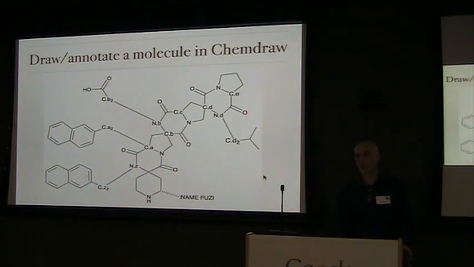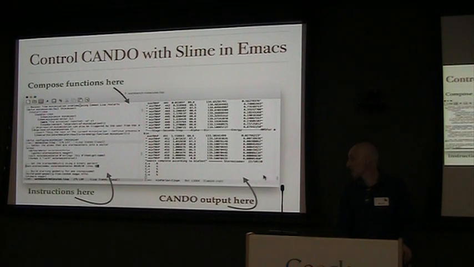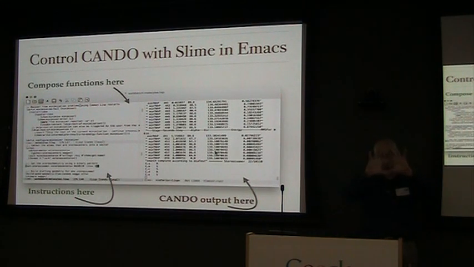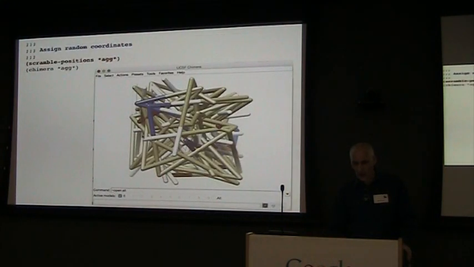I go into ChemDraw, which is the tool chemists use to build molecules, draw molecules for publications. I draw a molecule like this, and then I bring up SLIME. I define my functions up here in one window. Here I'm writing forms that actually do things, and here I see the output from CANDO. CANDO is the chemistry code running on top of Clasp.